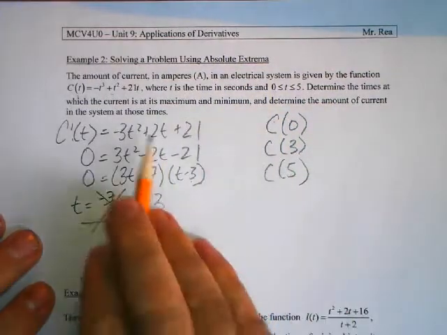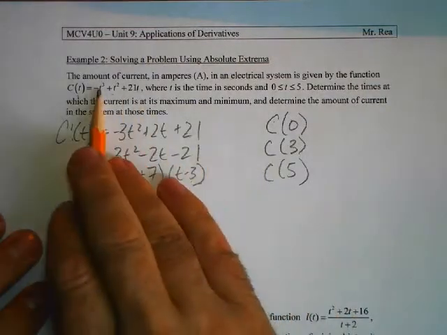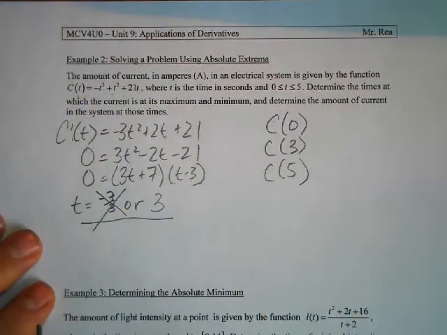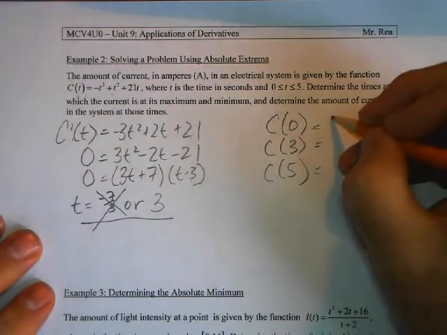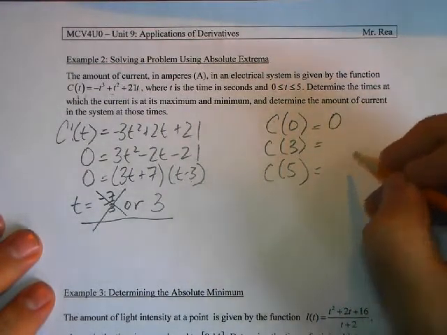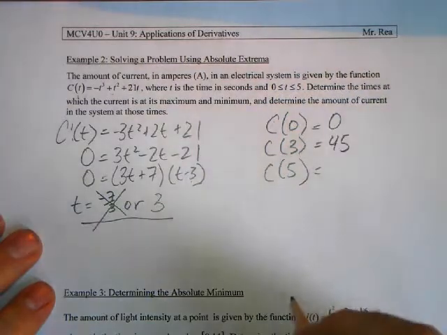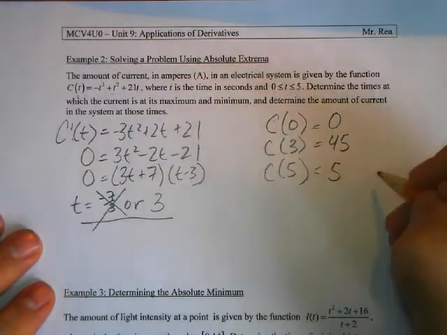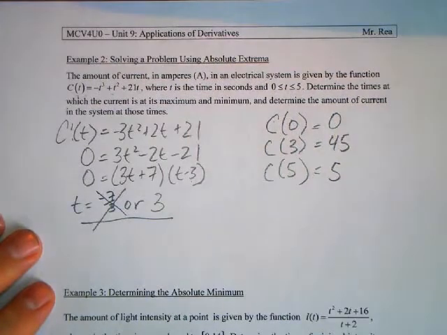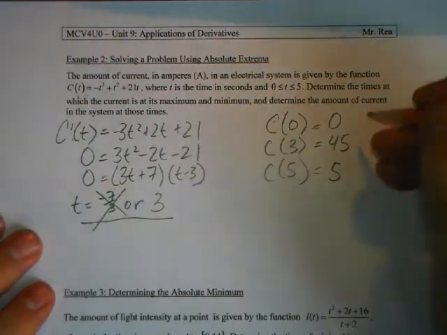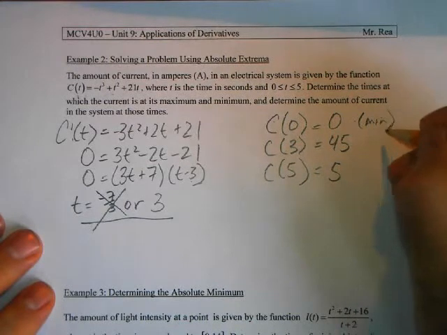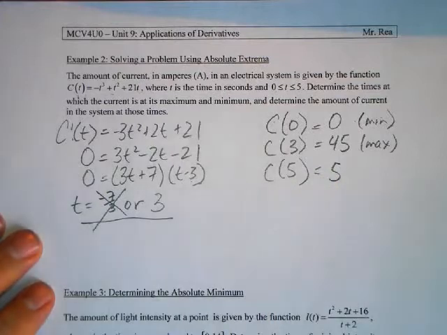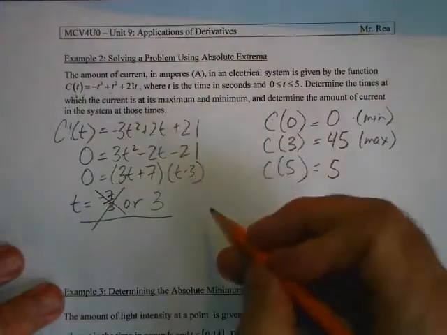So I'm not plugging it back into the derivative now, I'm plugging it back into the original current equation. And when I get that, I get a 0 here, I get a 45 at 3 seconds, and a 5 at 5 seconds. So we want to know the lowest and the highest. Well, that looks like the min right there, and this looks like the max. This is somewhere in between, so it's not really that important.